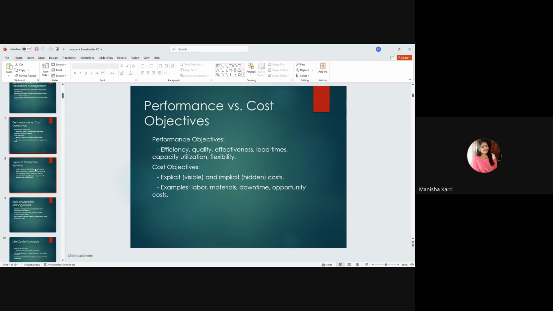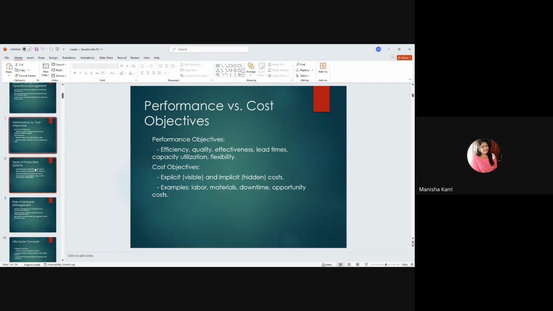What is efficiency? Making sure that resources are used in the best way to minimize wastage and maximize the output is nothing but efficiency. Coming to quality, we all know about quality: producing a better product that meets or exceeds the customer expectations is nothing but the best quality. And effectiveness. Effectiveness is whether the company's operations align with its overall goals and deliver desirable results or not.